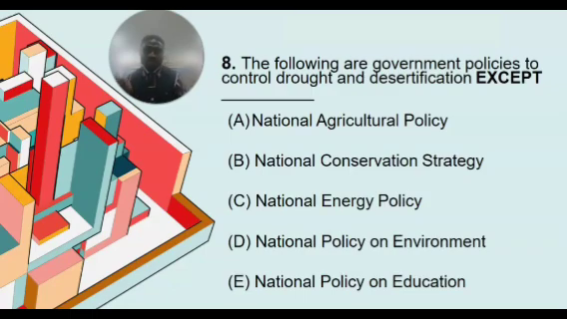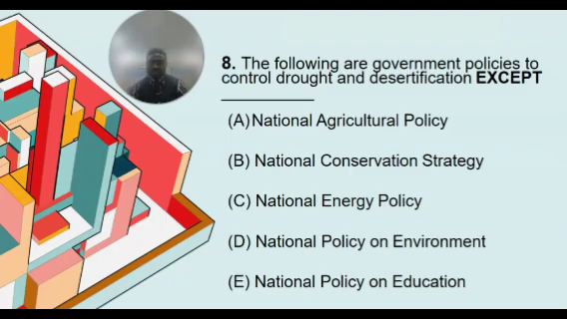So when trees begin to decline in massive numbers, we call it desertification, meaning you are gradually converting a forest into a desert by felling those economic trees for either domestic or commercial purposes. So we have a national agricultural policy, national conservation strategy, national energy policy, national policy on environment, national policy on education. So study it critically and pick out the correct option that answers this question. Okay, are you doing that already?